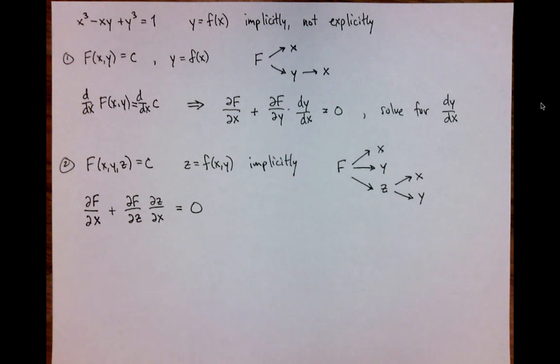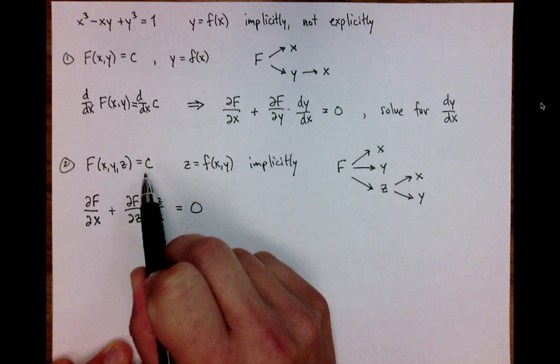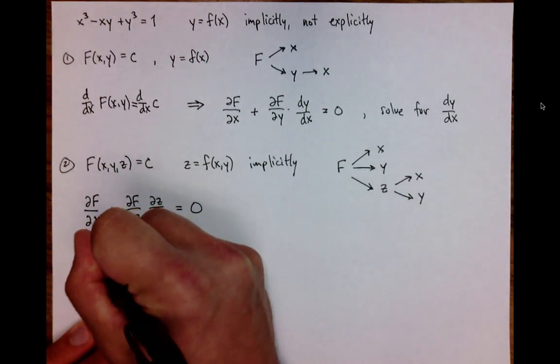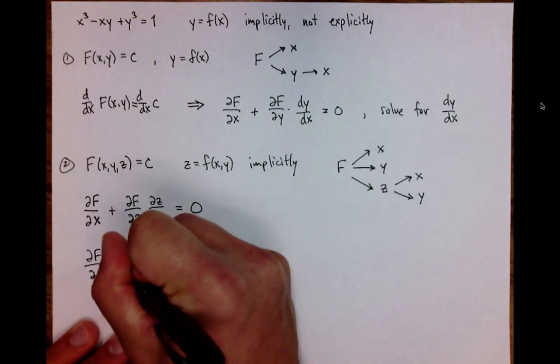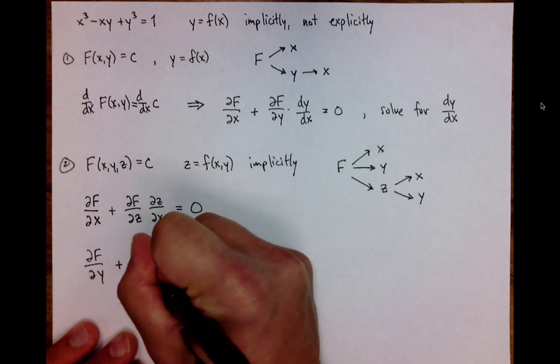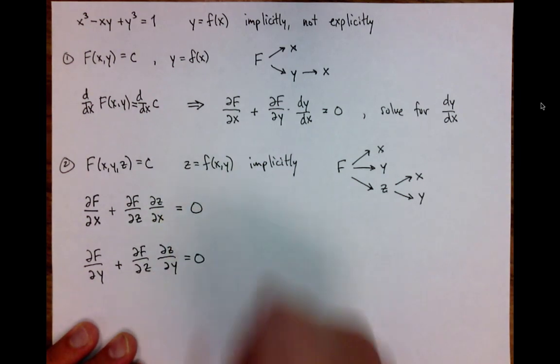Okay? Or I could start with the original equation and differentiate both sides with respect to y. So again, I have 2 paths from f to y. So I have the direct path, and then I have the path that goes through z. So partial of f with respect to z times partial of z with respect to y equals 0.